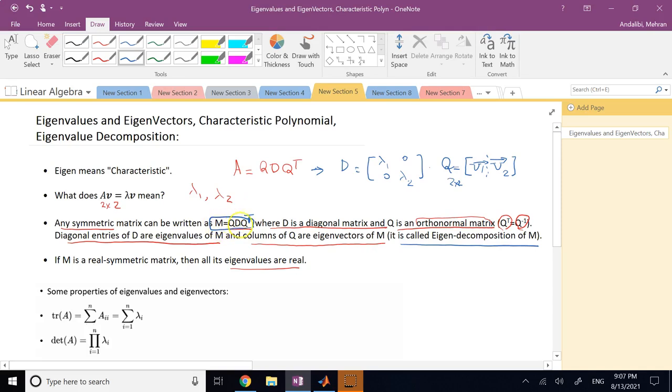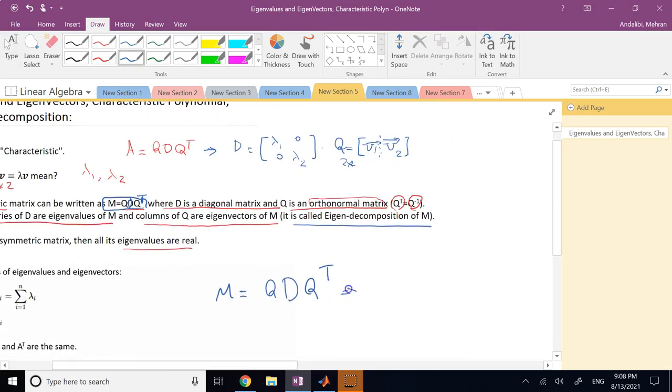First of all, M is now written as a diagonal matrix times 2 orthonormal. So this is called diagonalization also of M. I mean, we can convert M to a diagonal, not that M is a diagonal, but if you look here, your M is equal to Q D Q transpose. So if I want the D, the diagonal equivalent of M, all I need is to multiply from the left side by Q transpose, from the right side by Q.